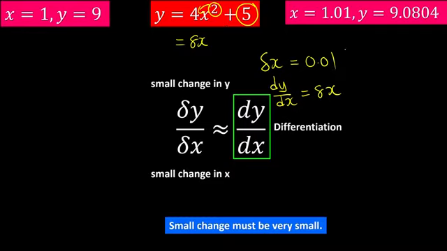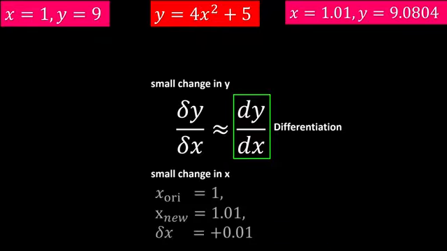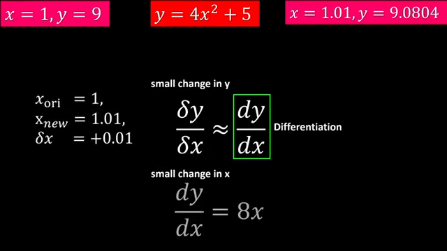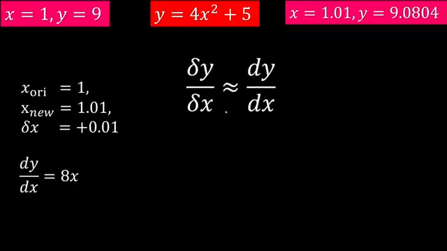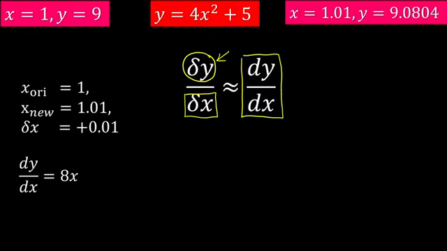After we have all the information, we're going to write it down first. The original x is 1, we know. The new one is 1.01, and the small change is a positive 0.01. And just now we also found dy over dx, so we just keep it aside first. Now we're going to look at how to find the small change in y, because this is what we are curious about. What happens to y when we experience a small change in x? And we are using differentiation as an approximation tool.